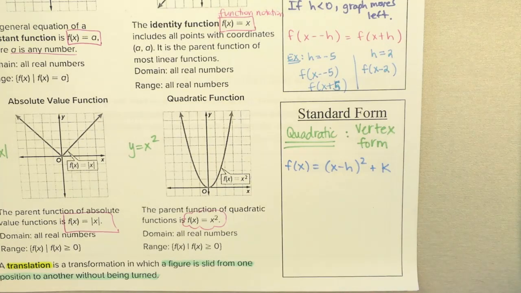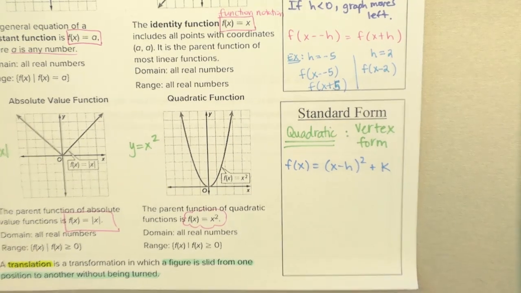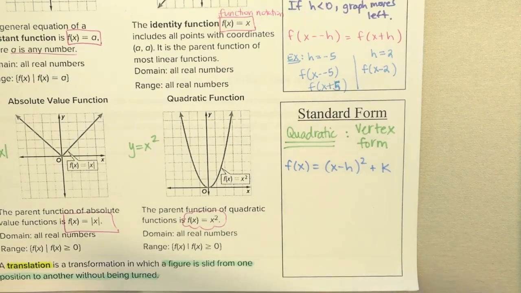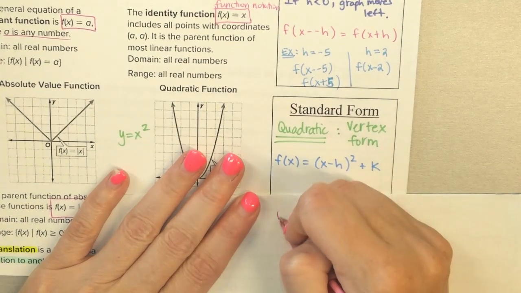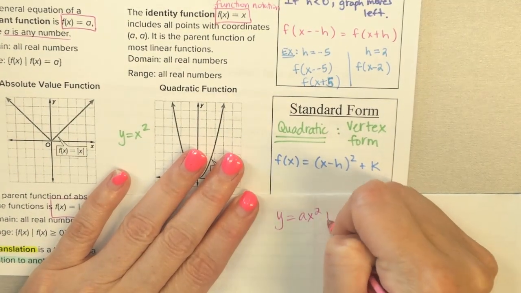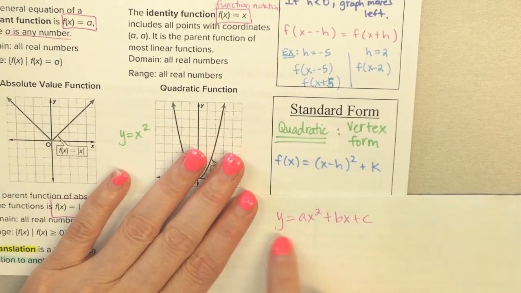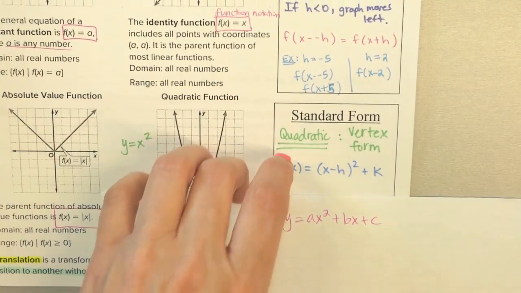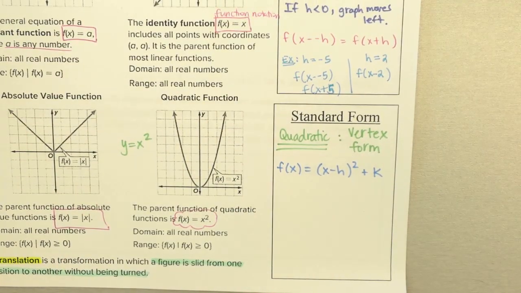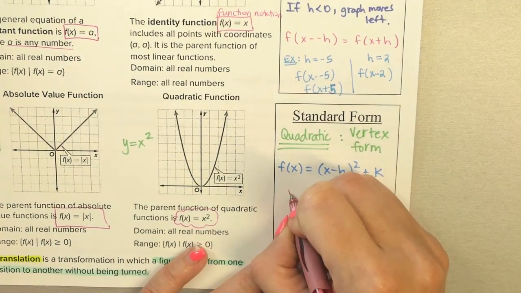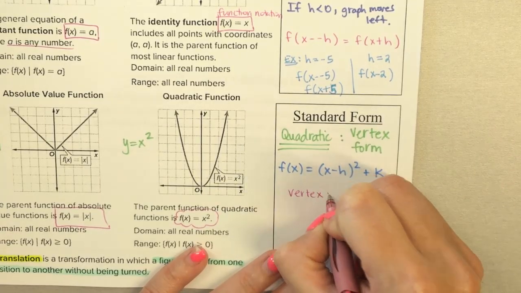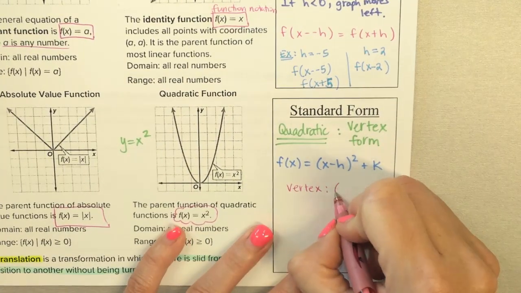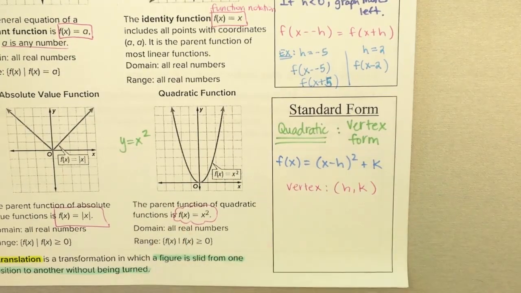You're probably not super familiar with that. Generally, when you're doing quadratics, you probably talked about them in this form, ax squared plus bx plus c. Okay, we're not going to be working with that today. We're only going to be working with this vertex form. Okay, and it's called vertex form because you can see the vertex right away. It's h and k, which were two values we were just talking about.